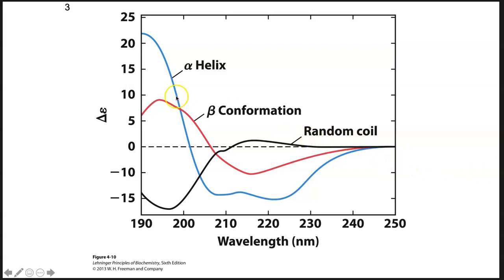If you were doing an unfolding experiment and your protein was mostly alpha helical and beta conformation, this peak here is what you would be looking at, and that peak would start to disappear the more and more unfolded and the more and more random coil it becomes.